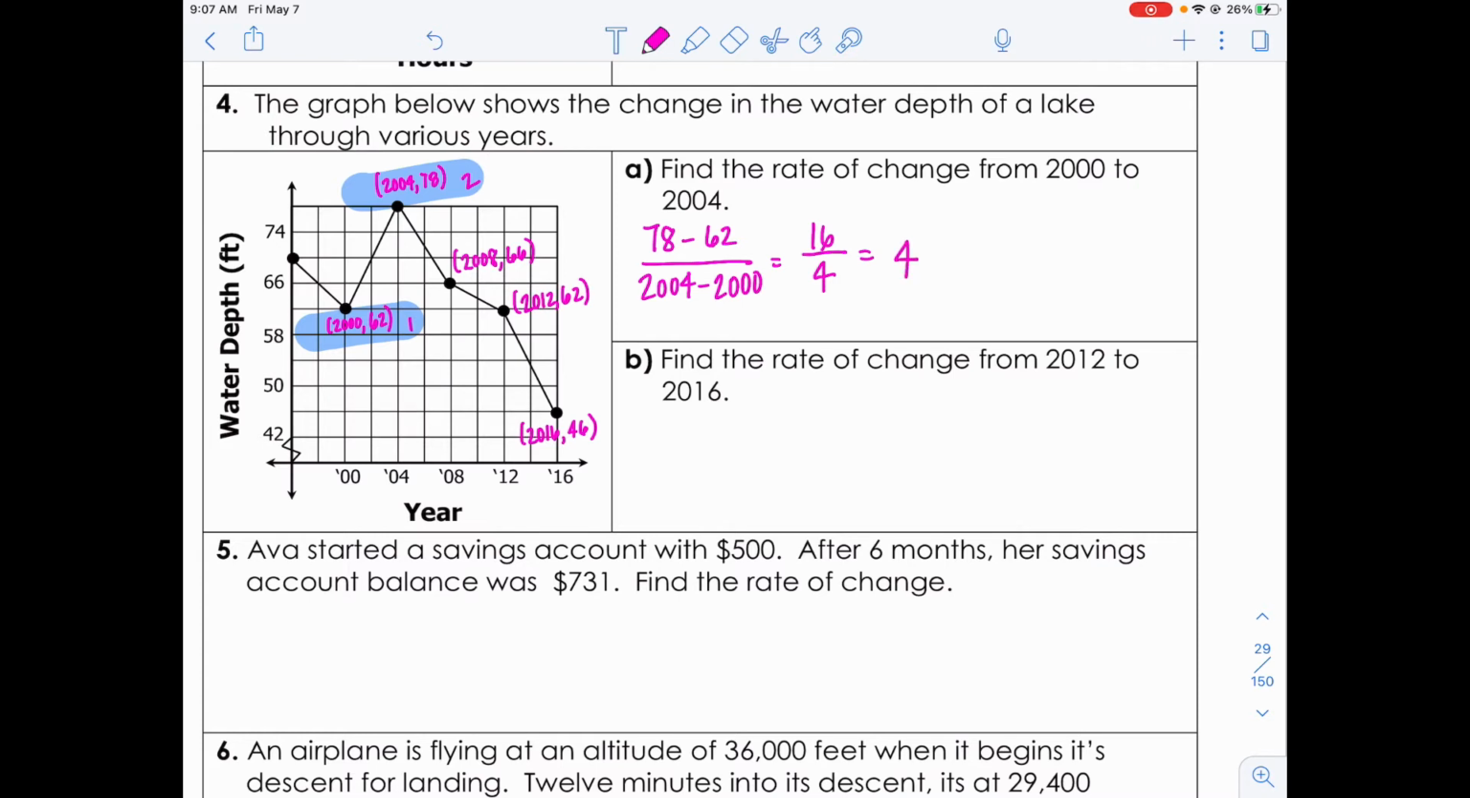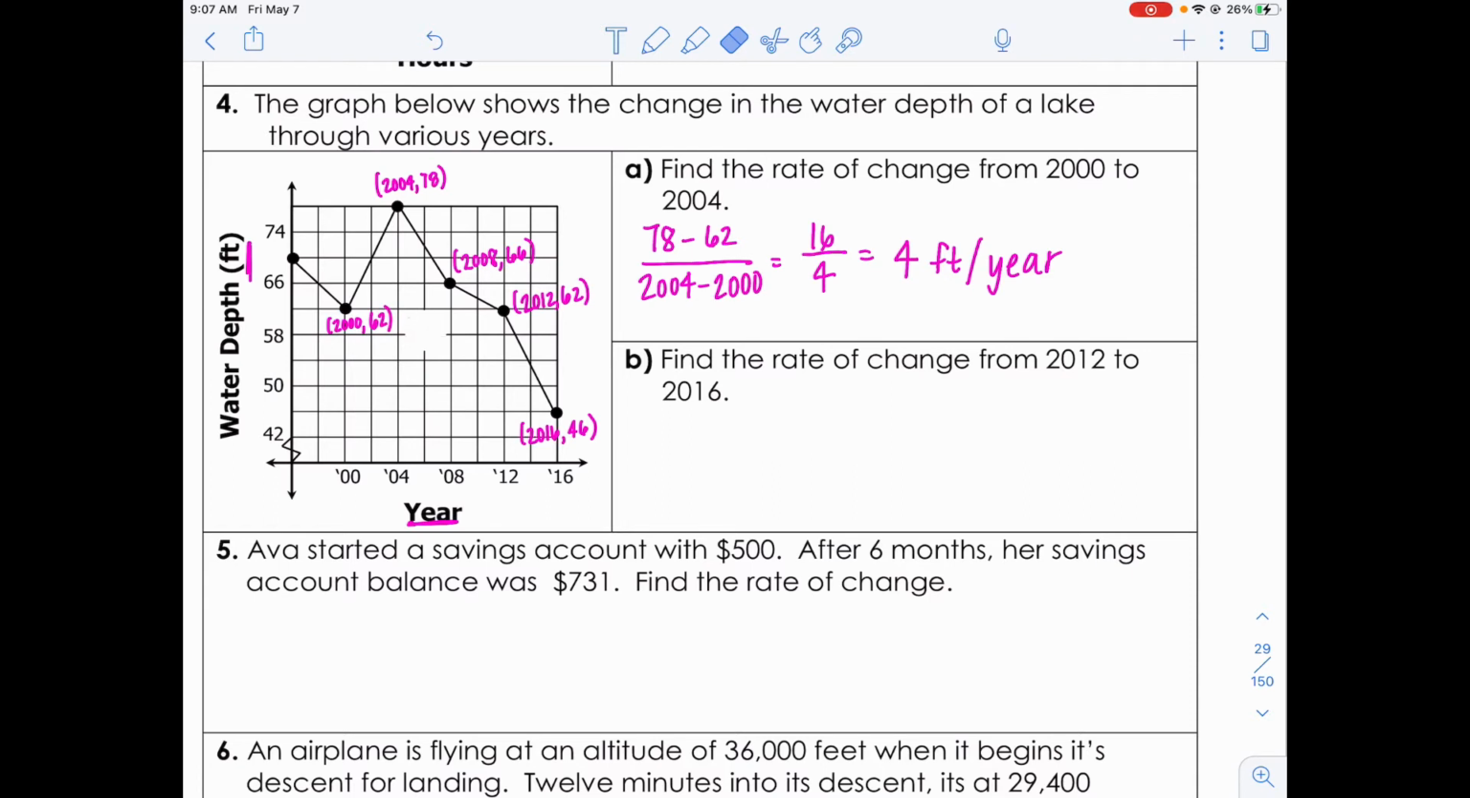And then remember, we need to make it a unit rate and a label. So this is y's over x's, so our y value comes first. So this is feet per, and then year. So this lake between the years 2000 and 2004 went up a positive 4 feet per year.